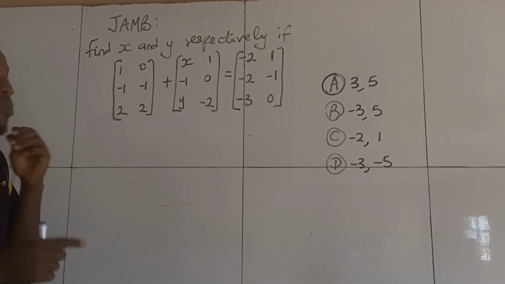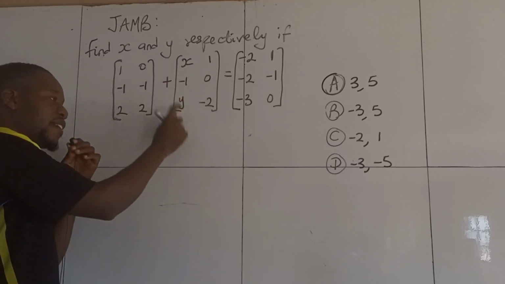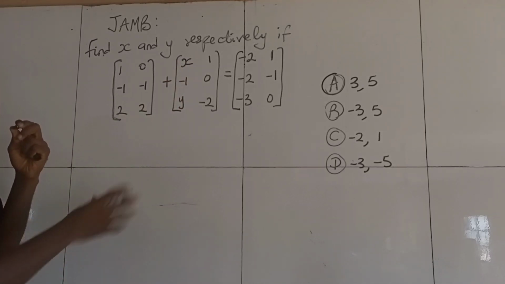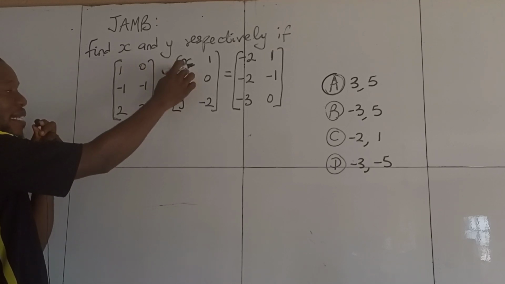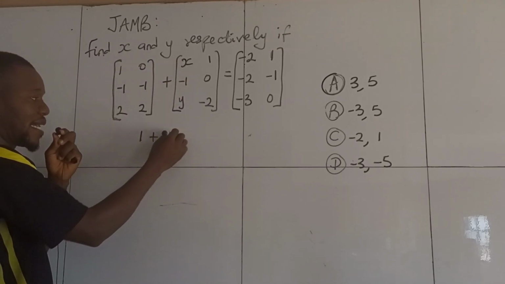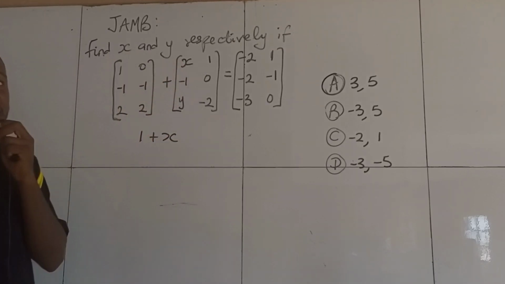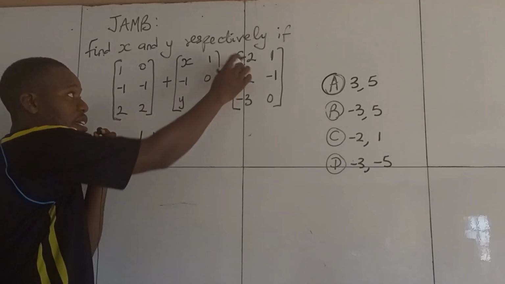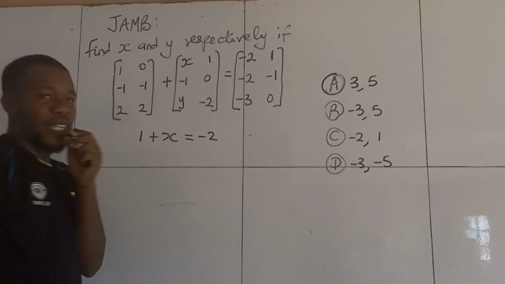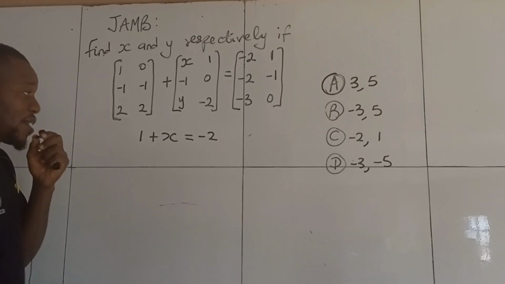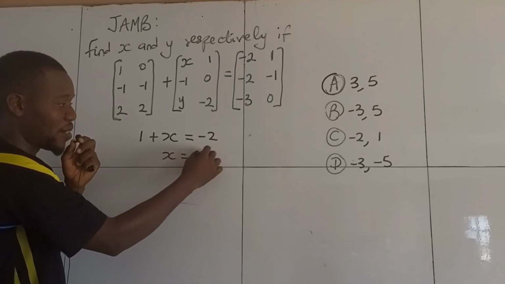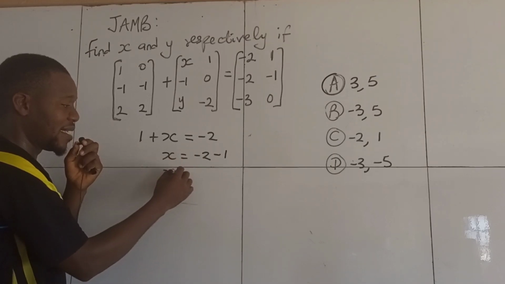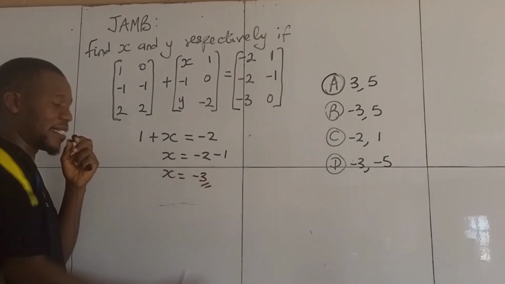So if that is true, how do we find the value of x and y? Let's start with x. Of course, if I'm adding them, it means I'm adding 1 and x, so 1 plus x. These are the corresponding elements. And the result must be the corresponding element here, which is -2. So how do I get x here? Of course, x will be equal to -2, plus 1 will cross over, it will change to -1, so x is equal to -3. This is x.